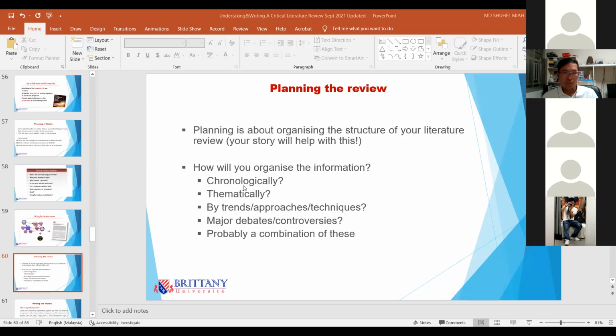Second option, you can write thematically. For example, you have identified 5 or 6 factors, so you will be explaining the factors one by one, thematically. By trend or approaches, or by major debate or controversies, probably a combination of all these. This is up to you how you want to write. These are only suggestions.